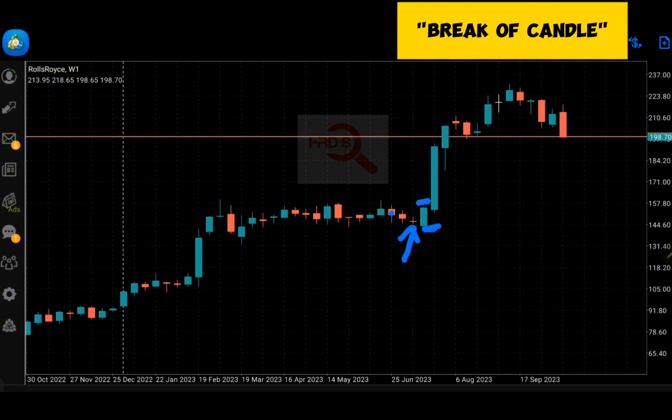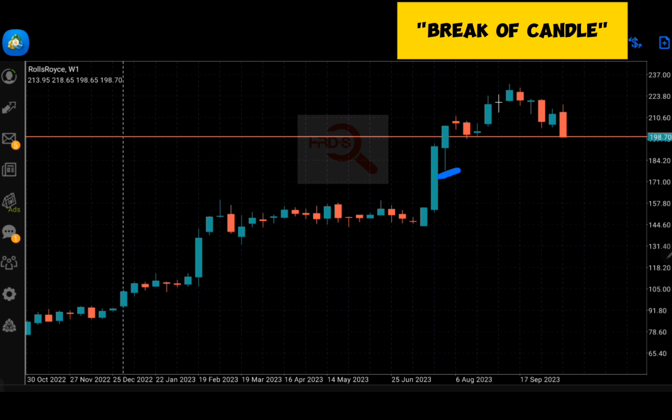What does this tell you? The bulls are coming up. That is what the interpretation means. That is what I mean by break of candle. That is a candle breaking above or below the opposite candle. All right. Now look at this.